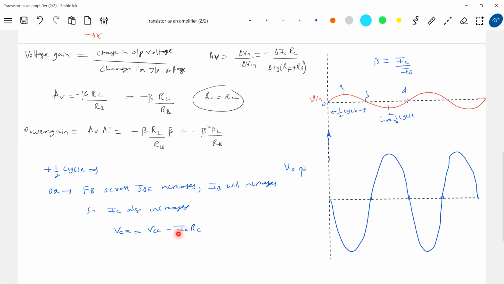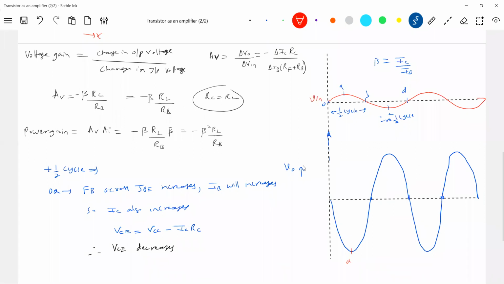Please analyze here. I want to explain this graph. If IC increases, VCC is constant and RC is constant, so VC must decrease. Therefore, VC decreases. Decreases means it should take values like this, till here. This is OA.